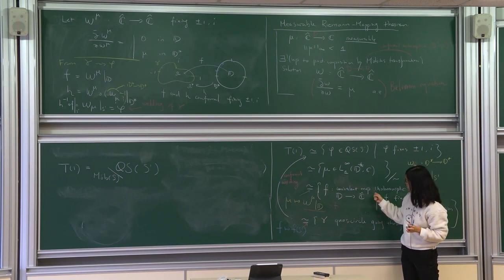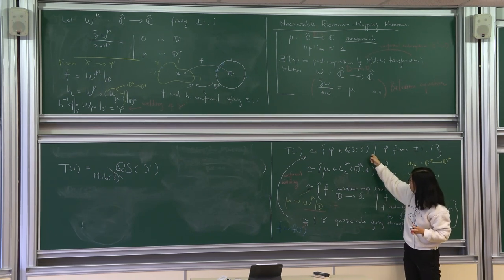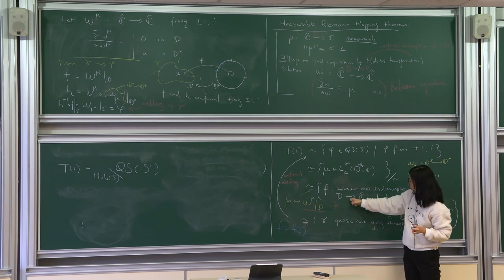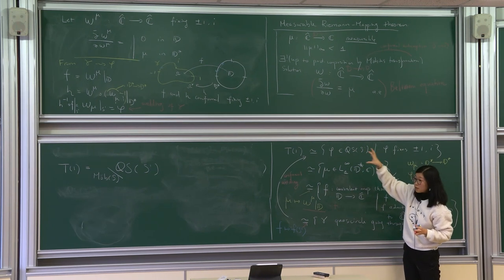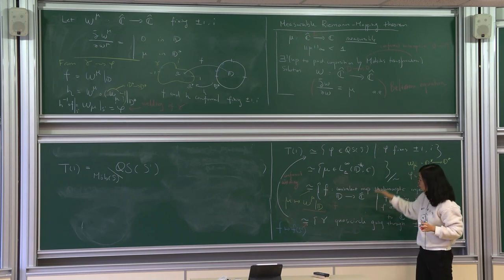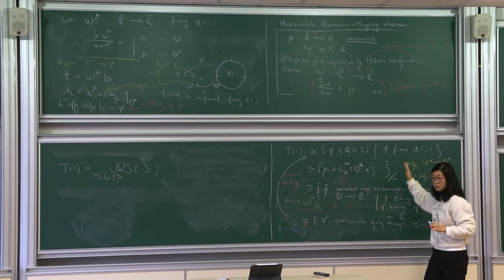So this quasi-symmetry is really the framework where everything works really well, because there's a correspondence between quasi-conformal maps and their boundary values, which are always quasi-symmetric. So all these equivalences are not totally obvious.